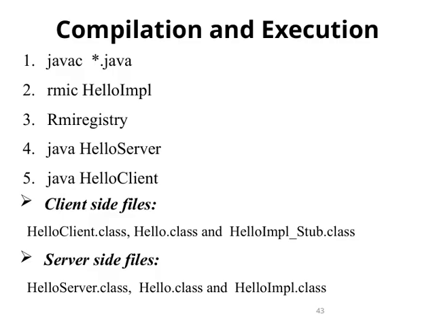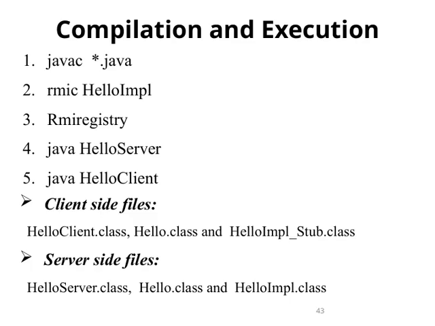All right, let's walk through the compilation and execution process for our RMI application. First, we compile all our Java source files using the command javac *.java, which ensures that every class involved is compiled properly. Next, we generate the stub and skeleton files with rmic HelloImpl. This step is essential because it creates the necessary stub classes that facilitate remote method calls.